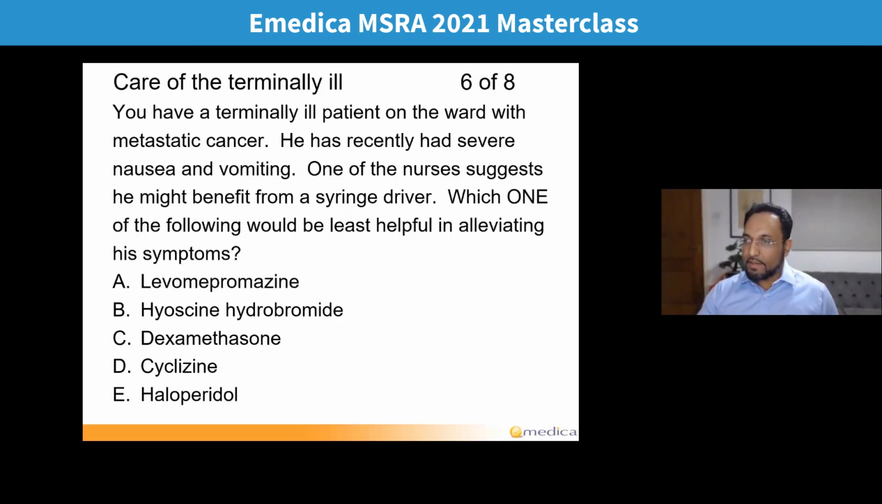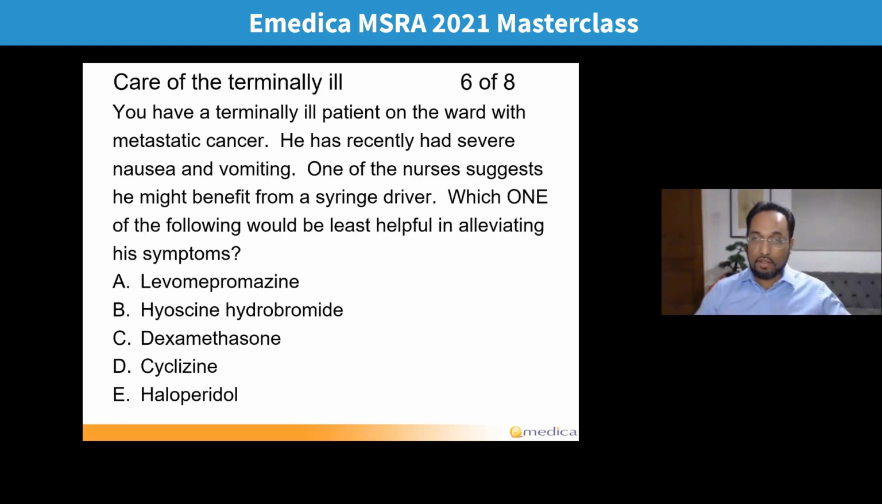What I can see there is the 2 answers that are really popular are B and C, hyoscine hydrobromide and dexamethasone. They're both about a third each. And then after that, all of the other options have been picked by varying degrees. Okay, the next most popular one after that was haloperidol.